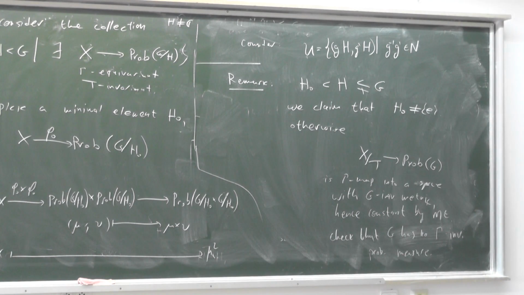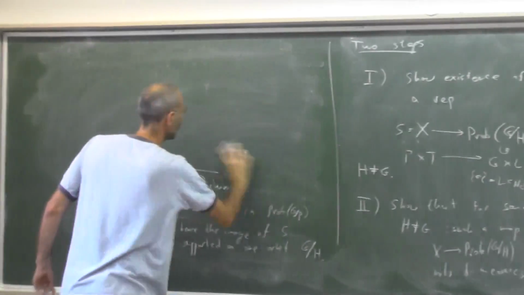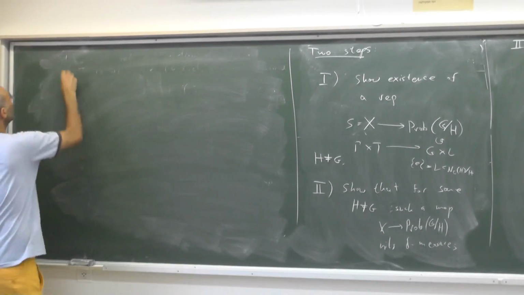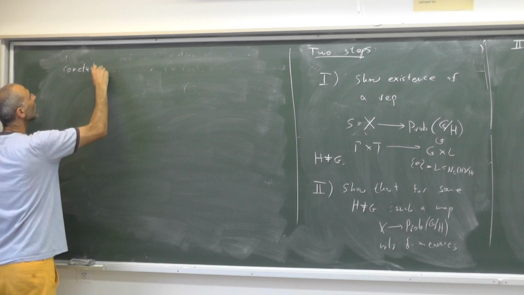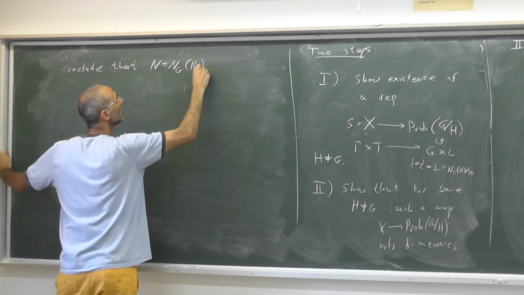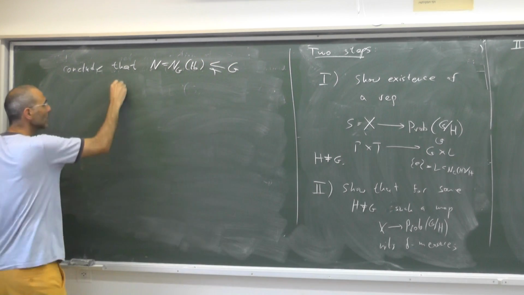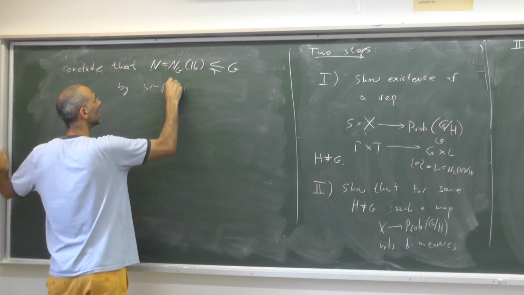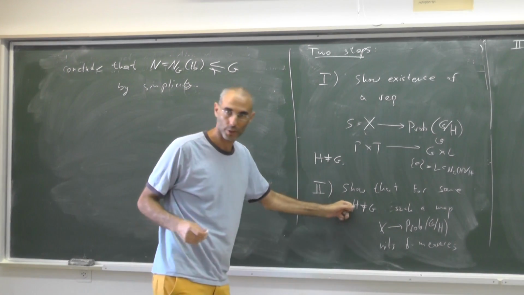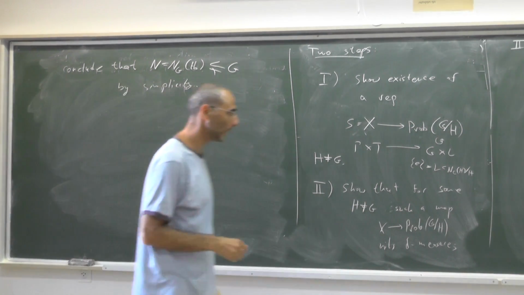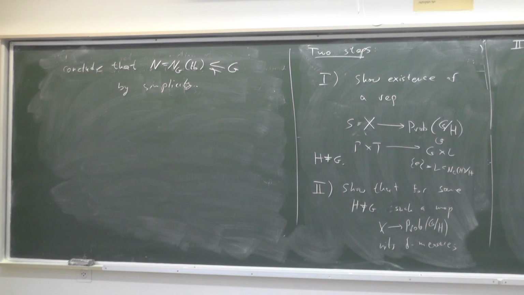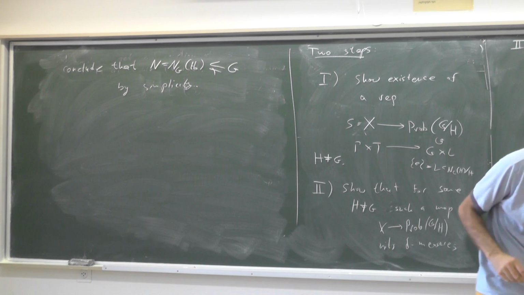So, putting these all together, we conclude that N is not trivial by simplicity. Okay, so this will be that edge over here. This is my claim. Okay, only now, sorry for this confusion, only now I'm coming to consider this. This here.